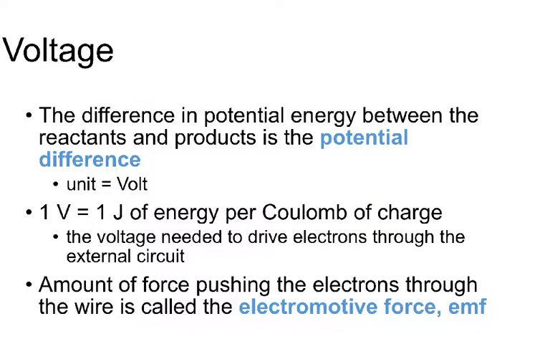Voltage is the difference in potential energy between the reactants and products. So it's a measure of energy. The unit is volt, and a volt is 1 joule of energy per coulomb of charge. So you need voltage to drive electrons through the external circuit. It's looking at that difference in potential energy. And then the amount of force pushing the electrons is the electromotive force, or EMF.